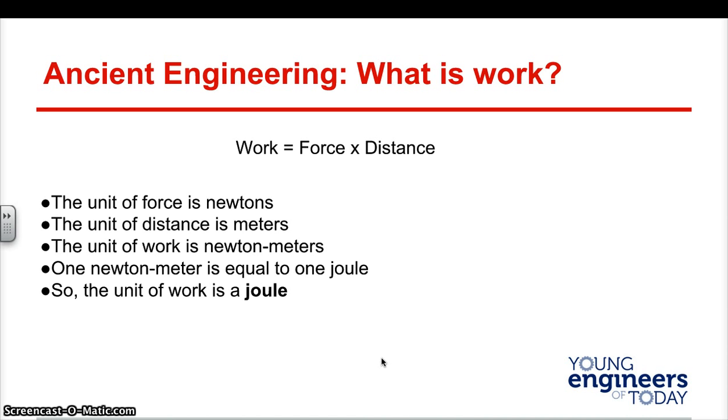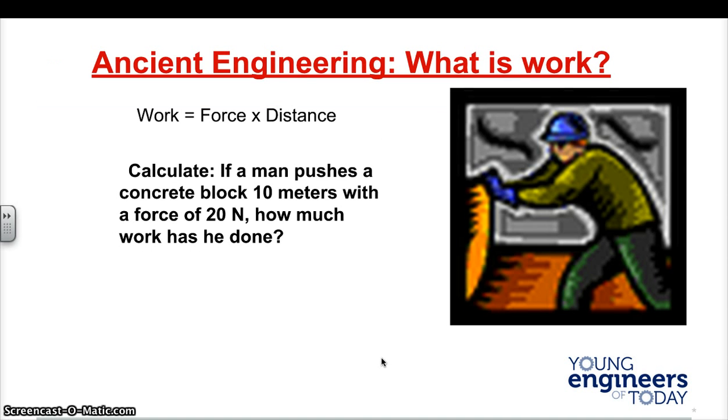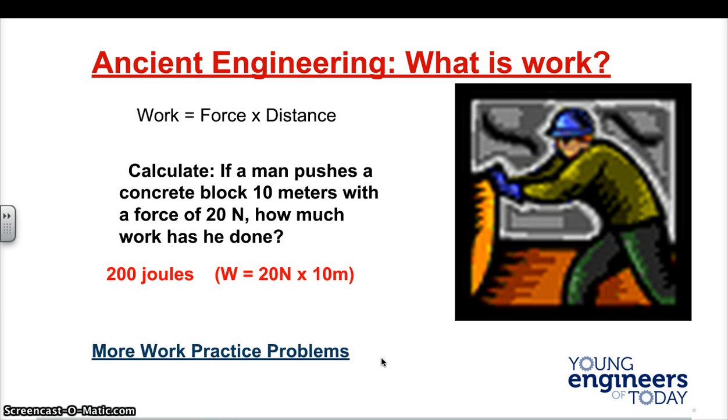Some terminology: newtons is the unit of measurement for force. The unit of distance is meters. The unit of work is newton meters. 1 newton meter is equal to 1 joule. The unit of work is called a joule. Now, here's a practice equation. If a man pushes a concrete block 10 meters with a force of 20 newtons, how much work has he done? He's done 200 joules, which is 20 newtons times 10 meters. There are more practice problems posted on Edmodo.